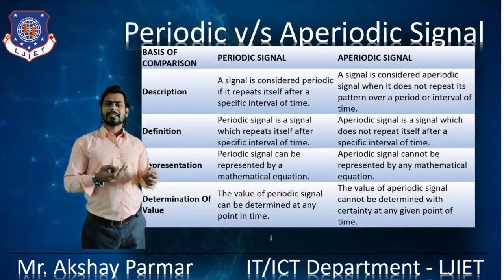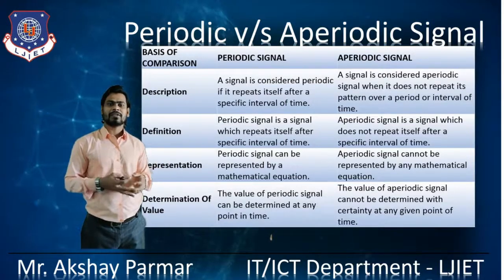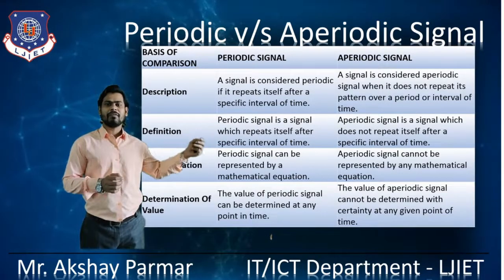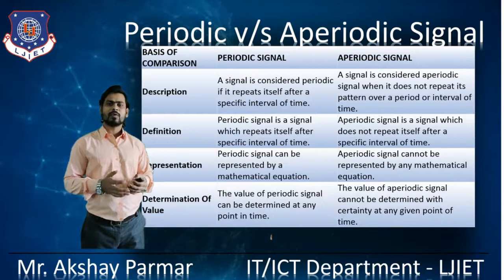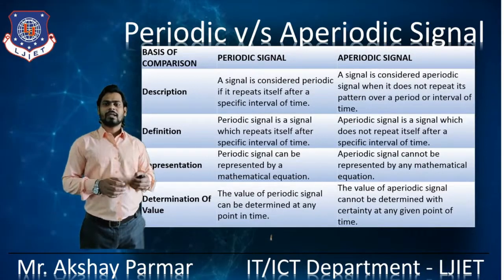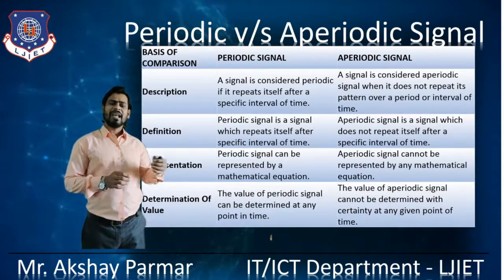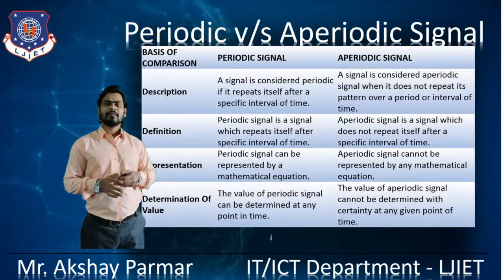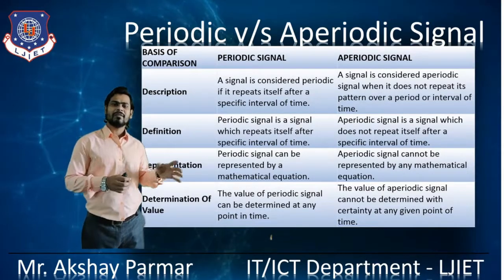You can represent the periodic signal by mathematical equations, whereas you cannot represent the aperiodic signal with mathematical equations, right? Periodic signals can be represented by a mathematical formulation, whereas aperiodic signals are not repeating themselves, so they cannot be represented by mathematical equations. The value of periodic signals can be determined at any point of time, as it is repeating itself in a certain pattern over an infinite time interval, right? So it is easy to determine its value at any given point of time.